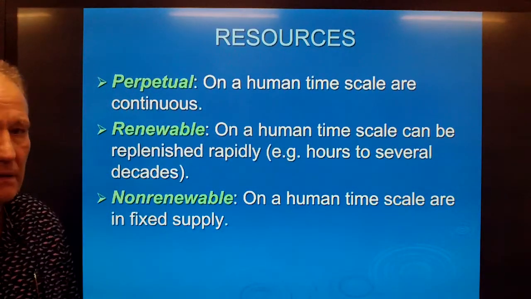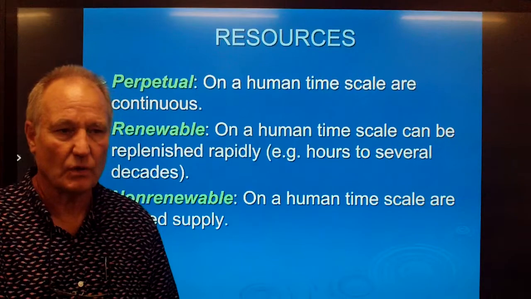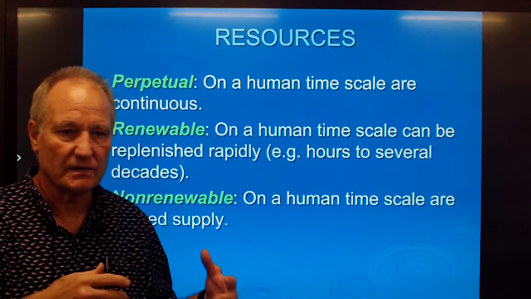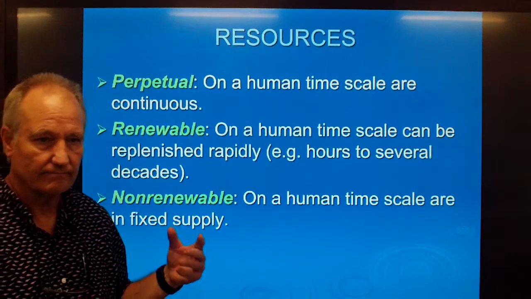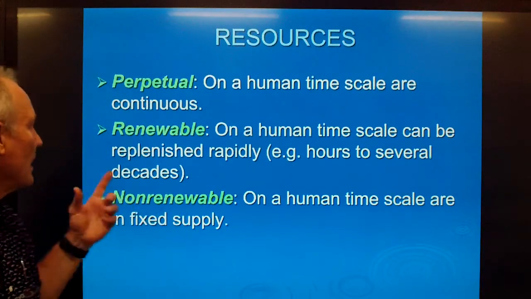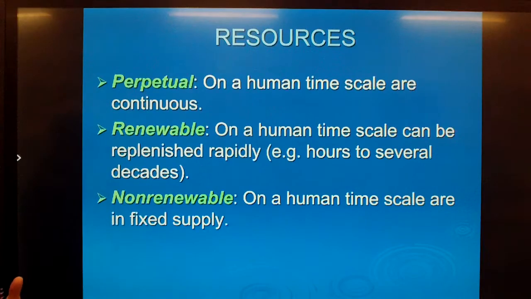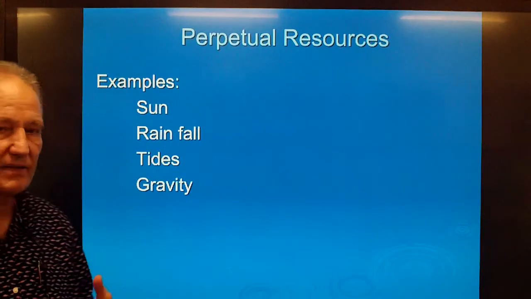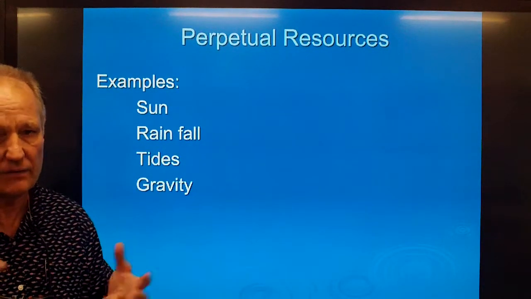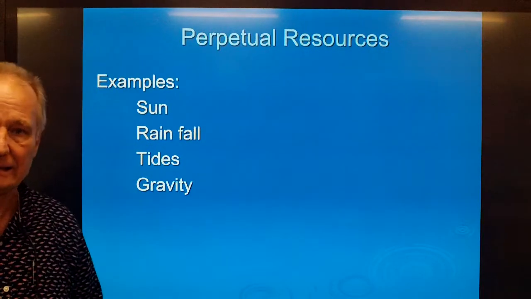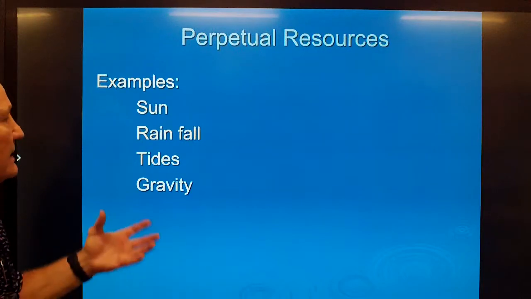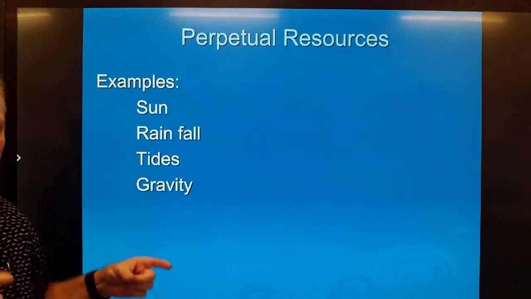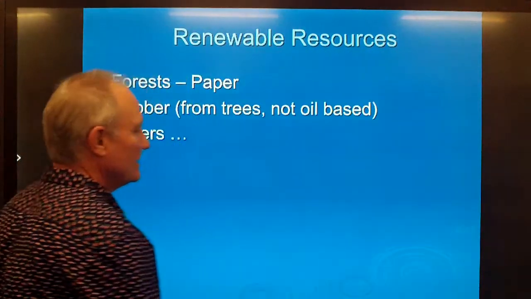Okay. Next major idea is resources. If we have developing and developed countries, how do those developing countries get ahead? By using resources. And there are 3 basic types of resources: perpetual resources, renewable resources, and non-renewable resources. Perpetual resources are things like sun, rain, tides, gravity, things that you know are going to happen. Well, unless you live in California and rainfall is one of your perpetual resources. It hasn't happened for a while. But in general, if you live in Georgia, rainfall is a perpetual resource. Those are things that happen on a relatively consistent basis.